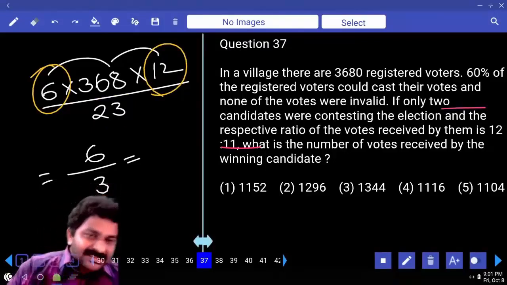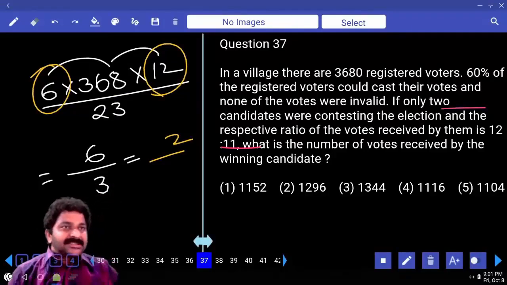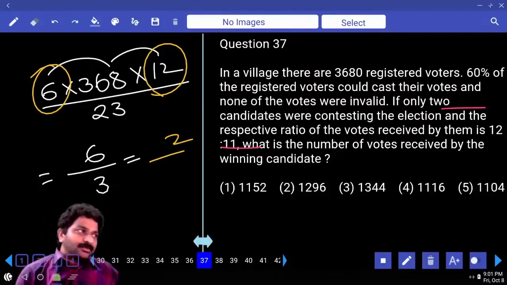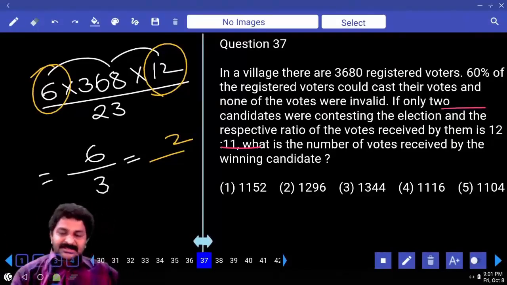So first, last digit verification. It ends with 2. But still, if you have multiple options which are ending with 2, you can go for the 9 multiplication rule. Okay now? Yes.